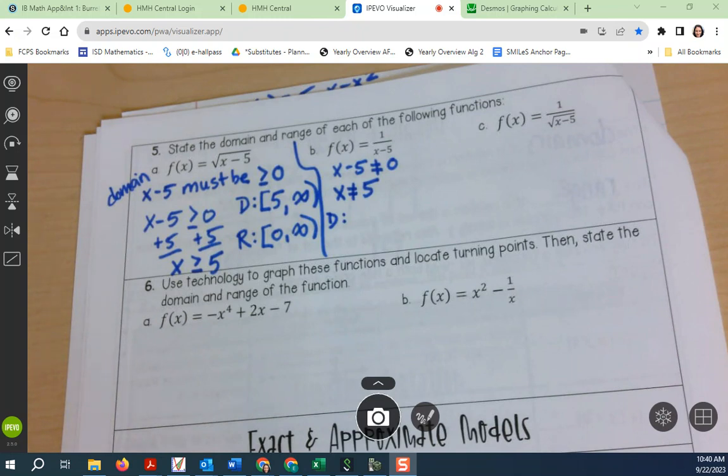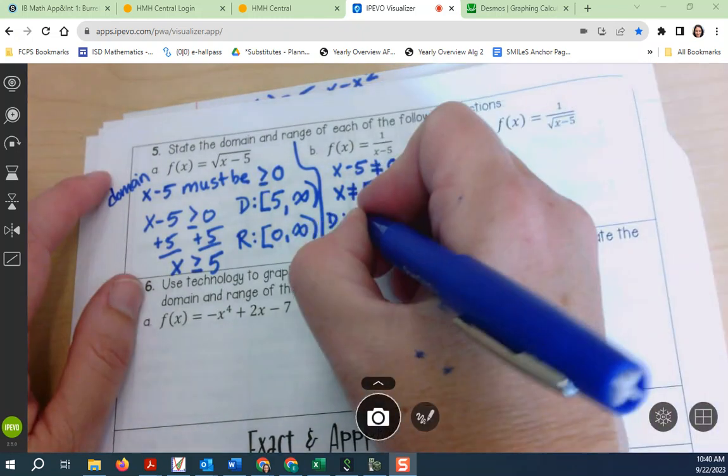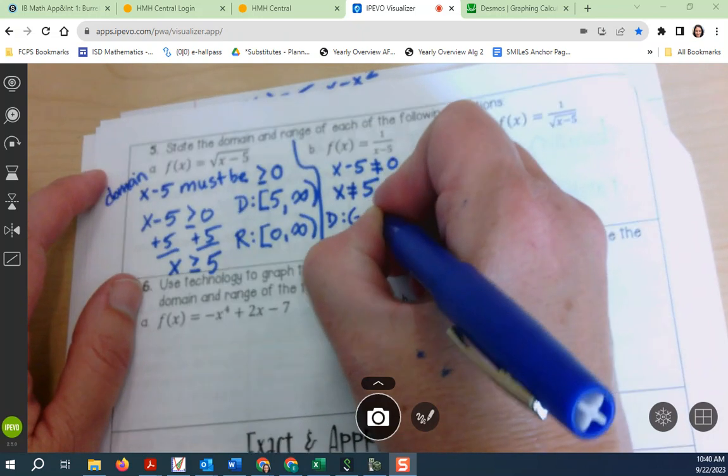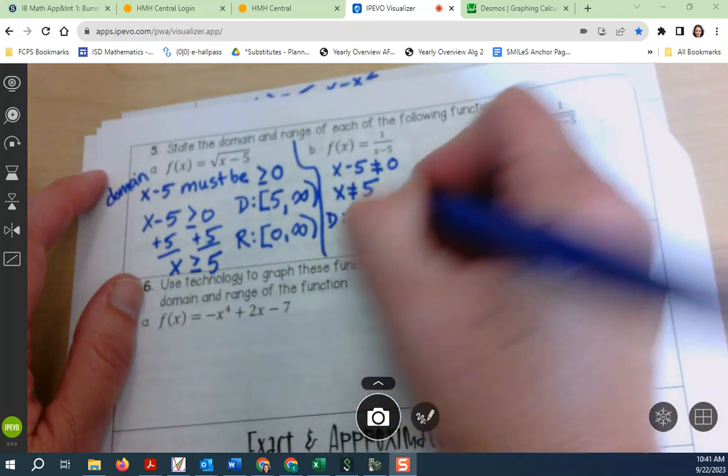All right. So for your domain, we want to say every number except for 5. So what we're going to do is start at negative infinity and get up to 5, but not include it. We're going to use parentheses to say not including 5. So negative infinity all the way up to 5. Leave it out.